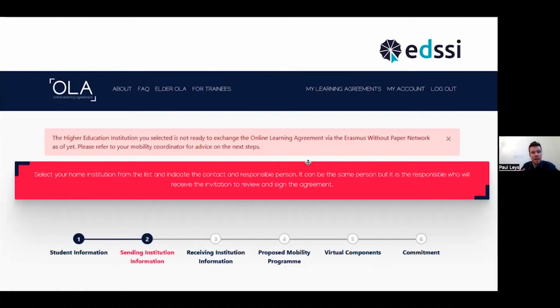Of course, this is a temporary situation because, as mentioned before, by the end of 2022, all higher education institutions participating in student mobility for studies should be connected via EWP for such processes.